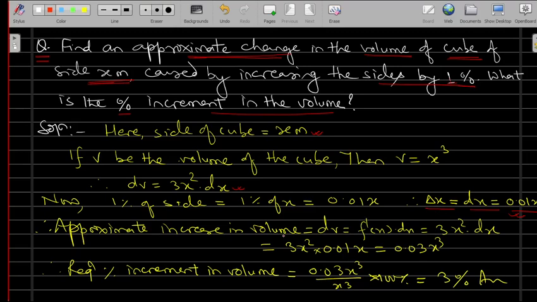Now the approximate increase in volume is dV equals f'(x) dx, that is 3x² dx. Then 3x² times dx, which is 0.01x, gives 0.03x³. This is x² times x, which is x³. The required percentage increment in volume is this approximate increment 0.03x³ divided by the volume x³, into 100%, that is 3% increment we can find.